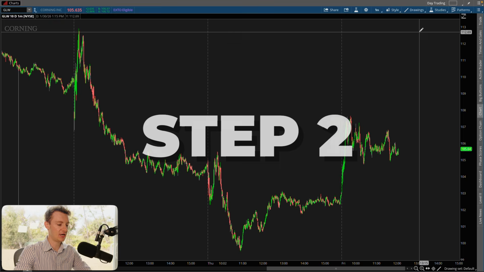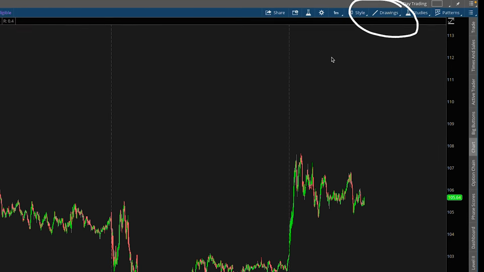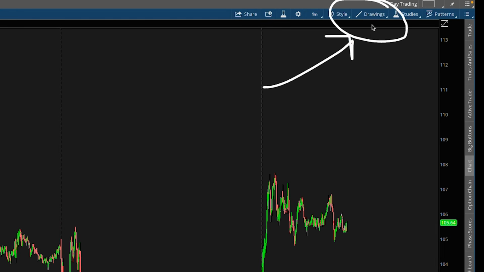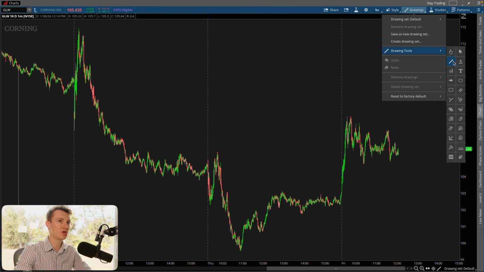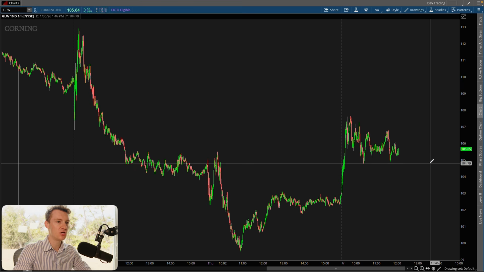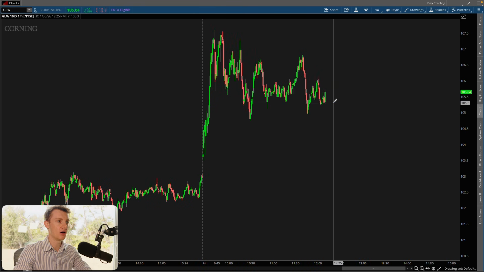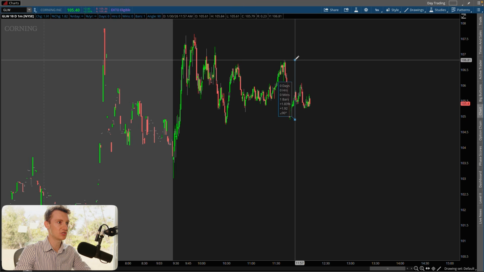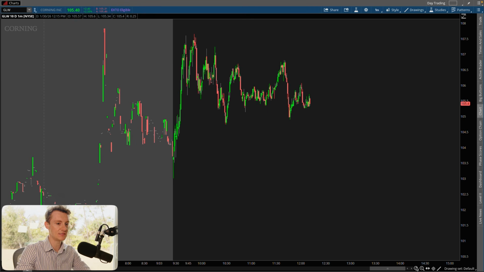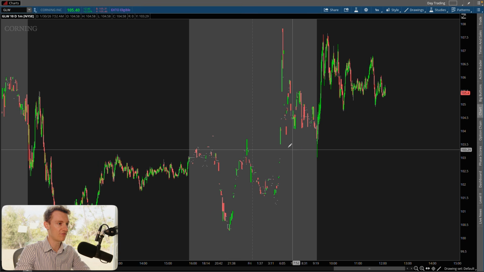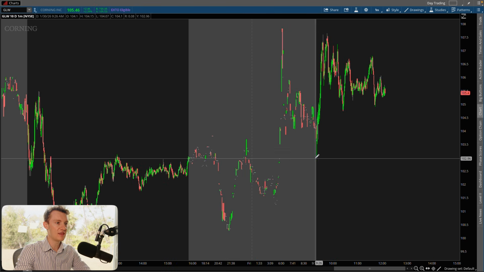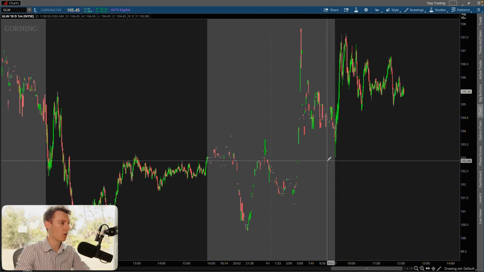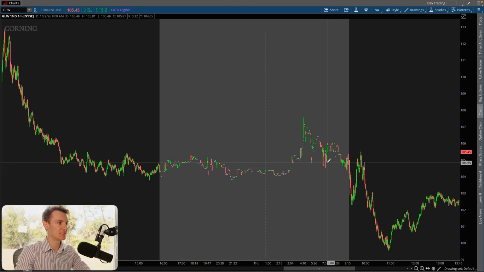Now, step 2 is you're going to head over to the drawing tools if you're on the TOS trading platform. Regardless of the platform you're on, you should have a way to chart out the percentage on a chart. And you're able to essentially click and drag to see how much percent has been covered, right? And so the idea here is that we're going to take this tool, we're going to go through each and every day, and we're going to chart out the high to the low, or the low to the high. Doesn't matter. It'll be the same percentage.